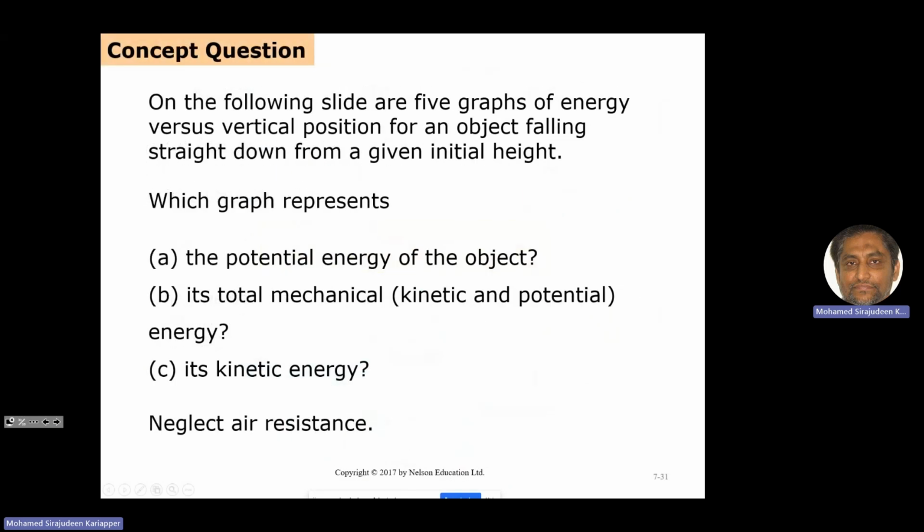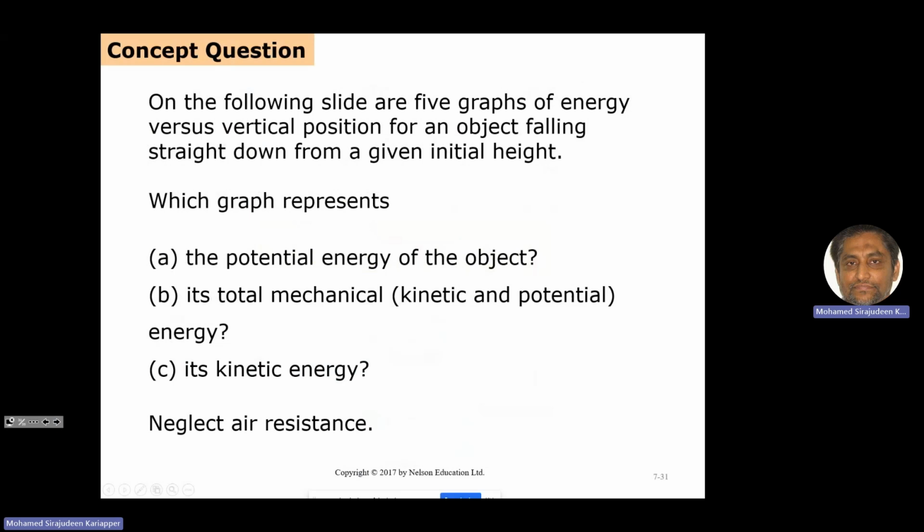So the change in the kinetic energy can be negative. The kinetic energy's absolute value is always positive, but if the kinetic energy decreases, the change in the kinetic energy is negative. Exactly. Now we have a concept question.